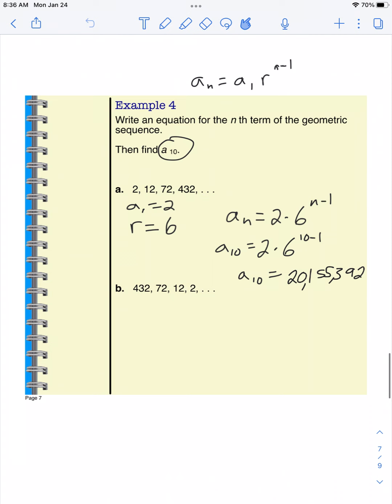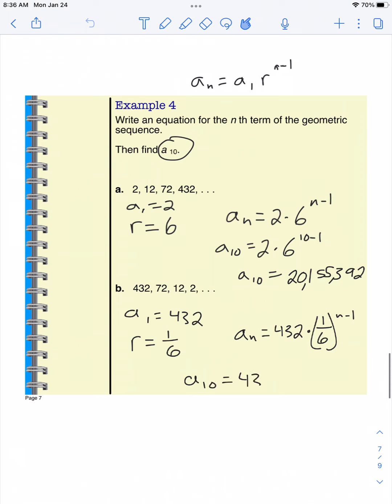finding the pieces of information that we went over in example A, and then play it back to see if you got it right. All right, so we have our first term is 432. We have our common ratio. This time it's getting smaller, so it's a fraction, 1/6. We're dividing by 6. So we set up a sub n equals 432 times 1/6 to the power of n minus 1. You might have put parentheses around that. That's awesome. Then we plug in a sub 10 equals 432 times 1/6 to the power of 10 minus 1.